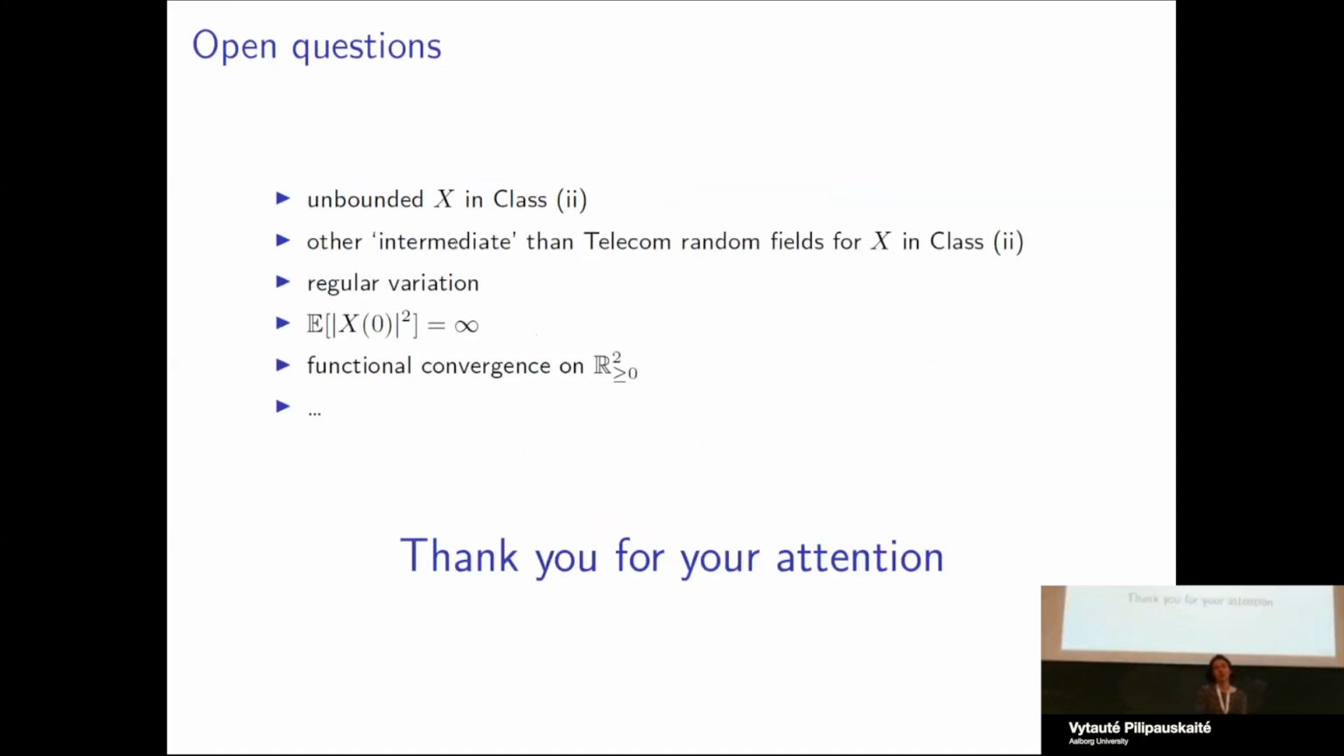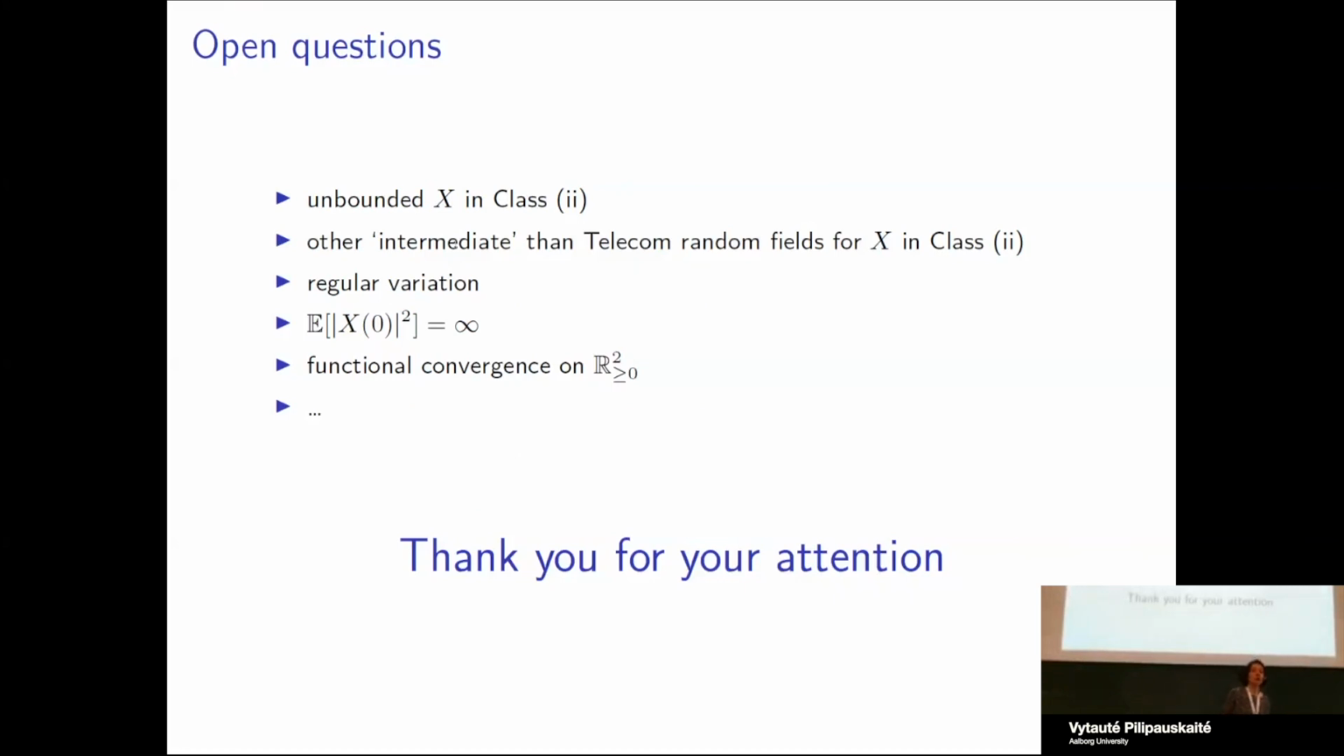So what are the open questions? The second class is much more difficult to study, and we could only do it for the input process which is bounded. Another thing, we could only do it for the intermediate random field that is a telecom random field. We don't have a general result. We could just prove it for this one.